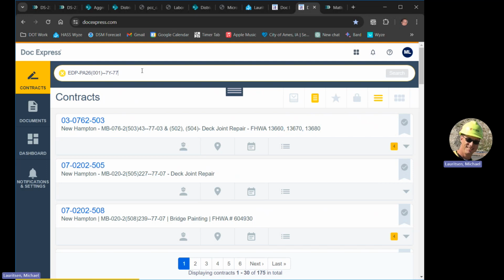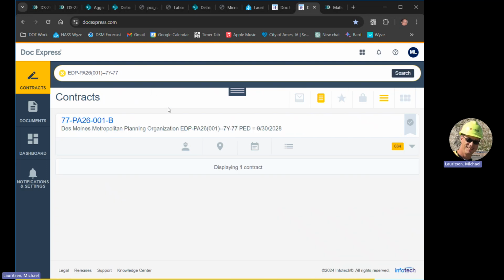I'm just pasting the project number that I was asked about in here. Verify that it is the right project. It is. It has a PED, which is project end date. That's something the Federal Highway gives us. We have to have this project closed out by that date. So if it has a PED, you know it is federally funded. Even though PA 26 is the Des Moines Metropolitan Planning Association, apparently, and not the Iowa DOT, it is a federally funded project because it has this PED on it.